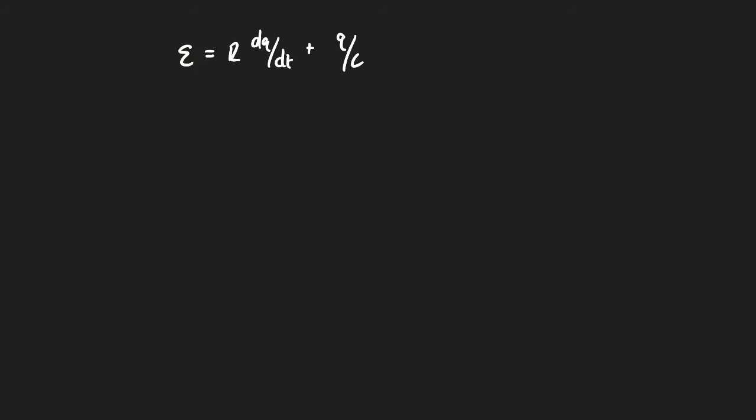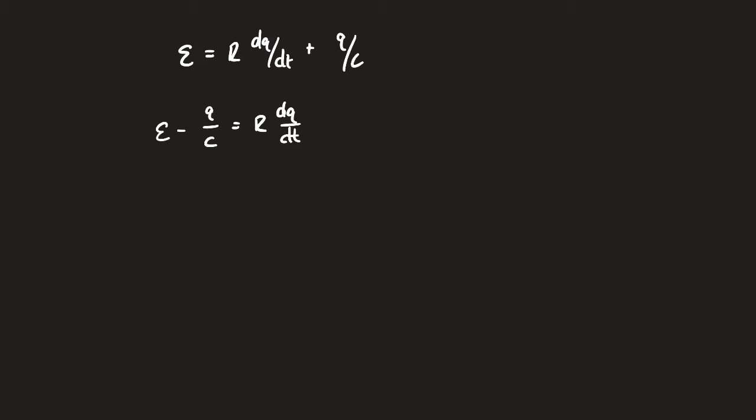Now, we need to split our differential. All I've done is make everything positive, but we have to split our differential. Now, you've done this process before. This one's a little bit more complicated. I'm going to move Q over C to the other side of the equation, so I'll get E minus Q over C equals R dq dt.